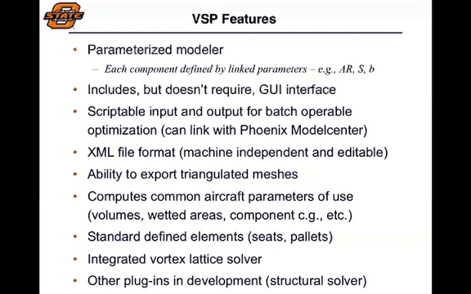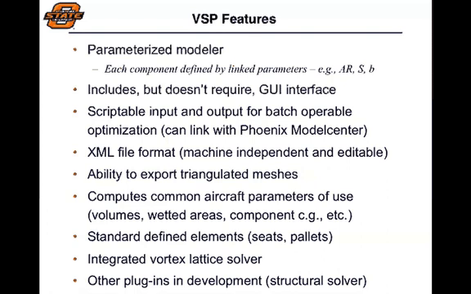Now, some of the features. First and foremost, it's a parameterized modeler. And what that means is each component, for example, the wing, is going to be defined by certain parameters that are linked by those parameter definitions. For example, we have the wing area, S, we have the wingspan, B, we have the aspect ratio, which is defined as B squared over S.